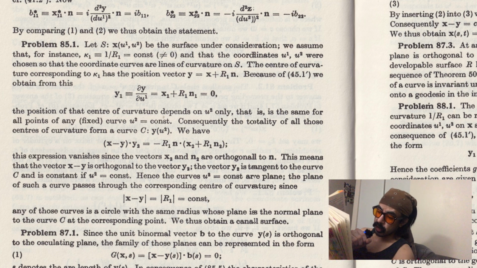The plane of such a curve passes through the corresponding center of curvature. Plane, not plain. Plane. Since the magnitude of the vector x minus the vector y is equal to the magnitude of capital R1, which is equal to a constant, any of those curves is a circle with the same radius whose plane is the normal plane to the curve capital C at the corresponding point. We thus obtain a canal surface.